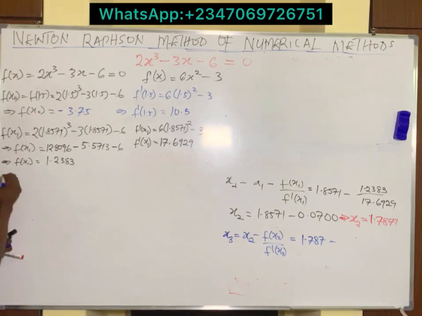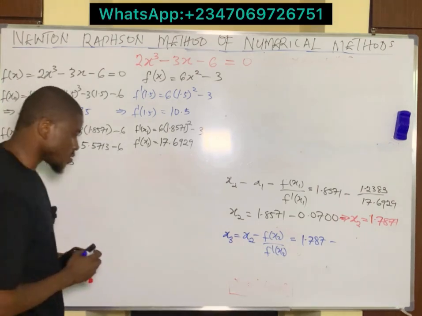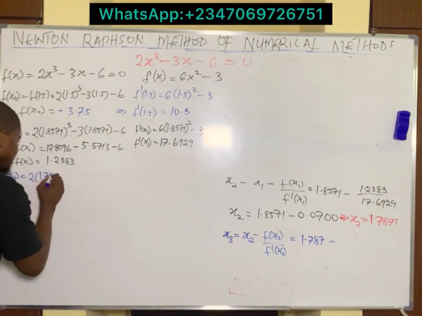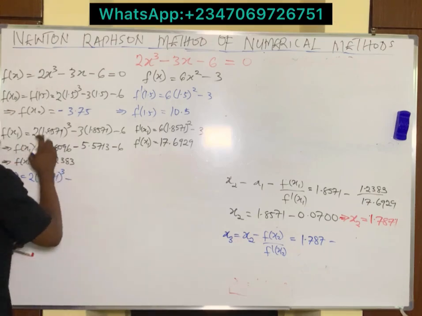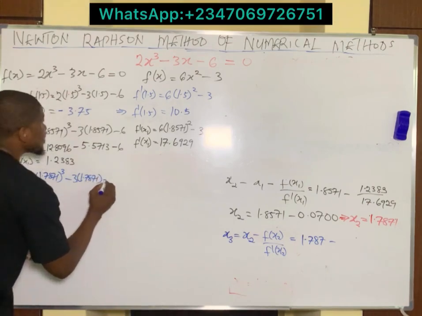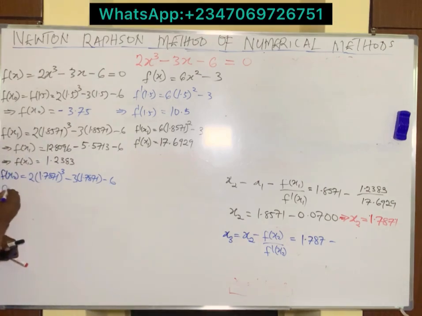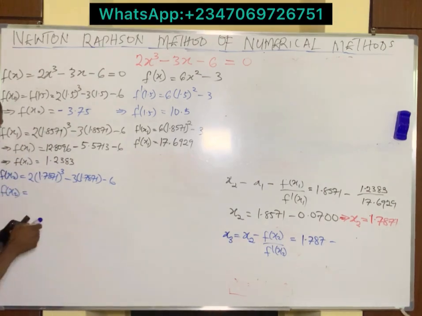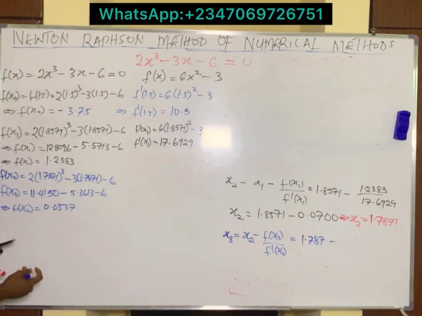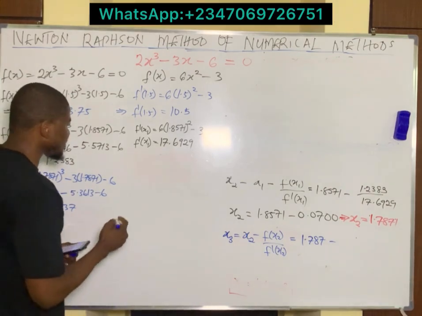So f of x2 is going to be equal to, we plug in the value of x2 into the function, 2x cubed, so we have 1.7871 to the power of 3 minus 3 times 1.7871 minus 6. Let's evaluate everything to see what f of x2 gives. Upon evaluating the function at x2, f of x2 is equal to 0.0537.